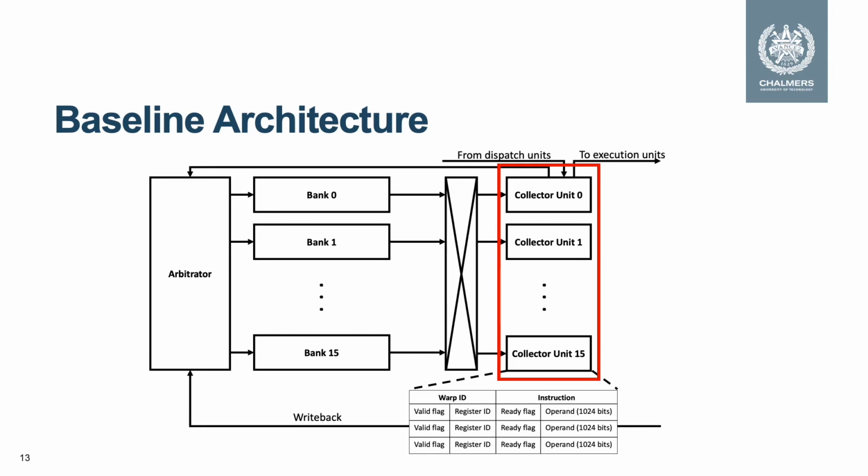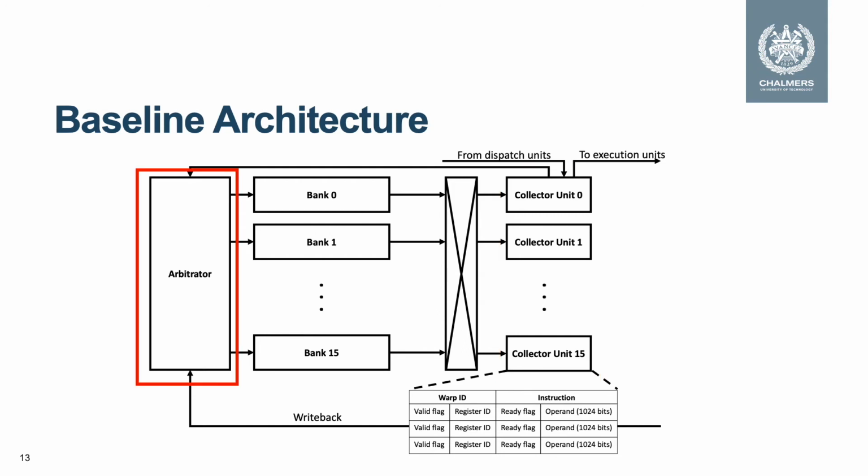Each clock cycle, the collector unit can gather one operand, which means that an instruction might be in the collector unit for many cycles before it is released to the execution units. In order to maximize throughput, a structure called an arbitrator is distributing the requests from all of the collector units in such a way that the number of register bank accesses is maximized in each cycle. This structure is built for throughput over latency.